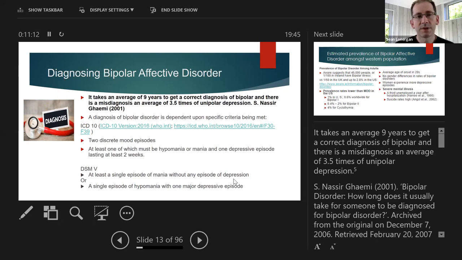So a diagnosis of bipolar disorder is dependent upon specific criteria, but you may well be using different criteria depending on which classification system you're using. If you're using the ICD-10 or the more recent ICD-11, it requires at least 2 discrete mood episodes, at least one of which must be hypomania or mania, and 1 depressive episode lasting at least 2 weeks. If you're following the DSM-5, it requires at least a single episode of mania without an episode of depression, or a single episode of hypomania with 1 major depressive episode. So I'm not too sure if having different criteria particularly helps with the diagnostician being able to make an accurate diagnosis.